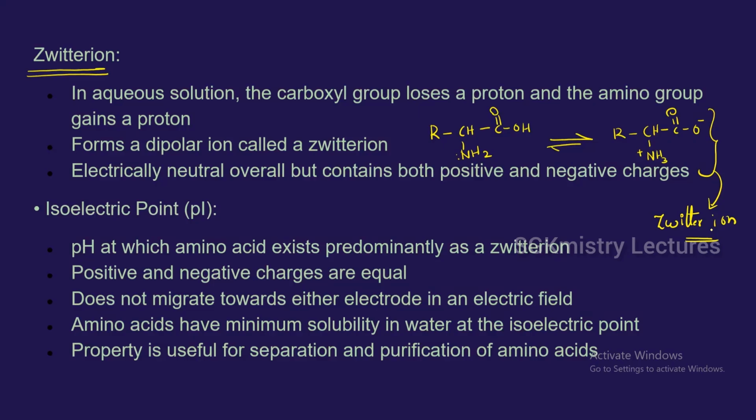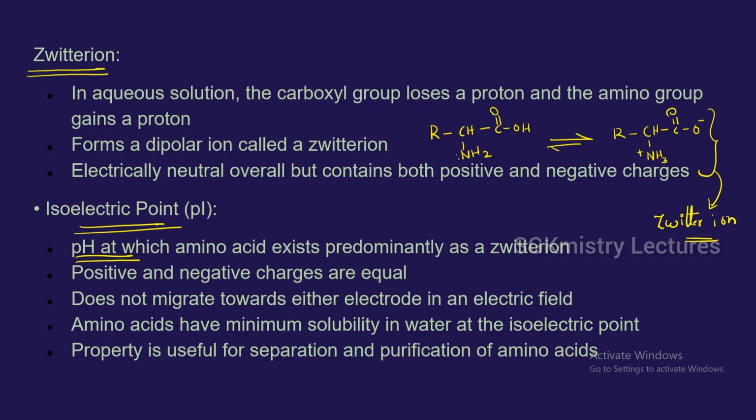Right. Next, coming on to isoelectric point. So isoelectric point, we are talking about the pH at which this particular Zwitter ion exists as a neutral ion. That is, the positive and the negative charge is equal, and this ion does not migrate to either of the electrodes. That is, it does not go to the cathode nor to the anode. Such a pH at which this Zwitter ion does not migrate towards either electrode is called the isoelectric point.